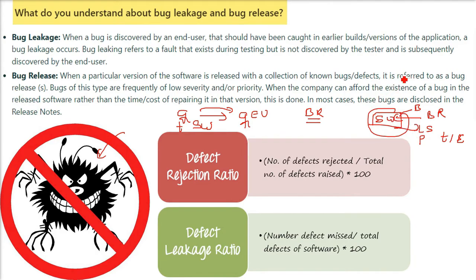It is properly given. Defect rejection ratio, defect leakage ratio. Defect leakage ratio is the number of defects missed or leaked divided by the total number of defects, into 100. Defect rejection ratio is the number of defects which are rejected divided by the total number of defects raised, into 100.